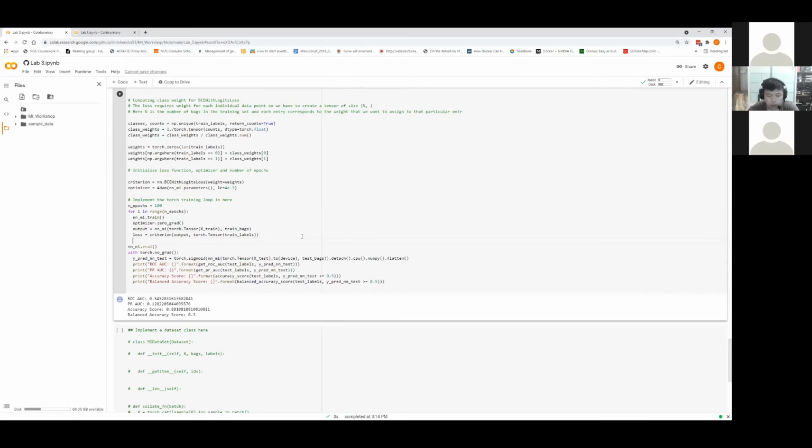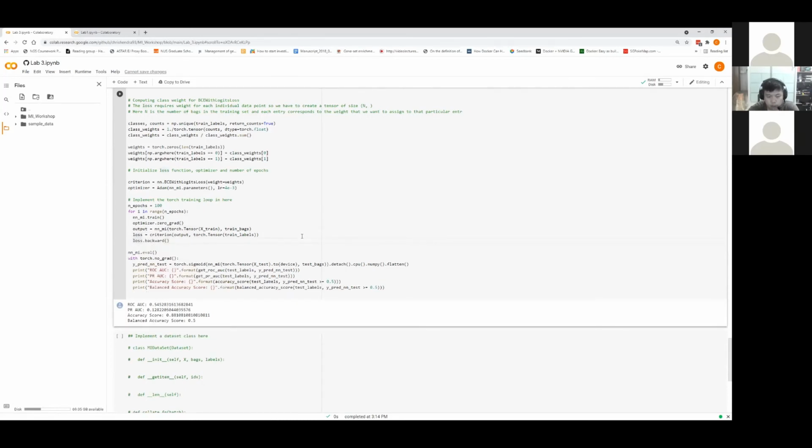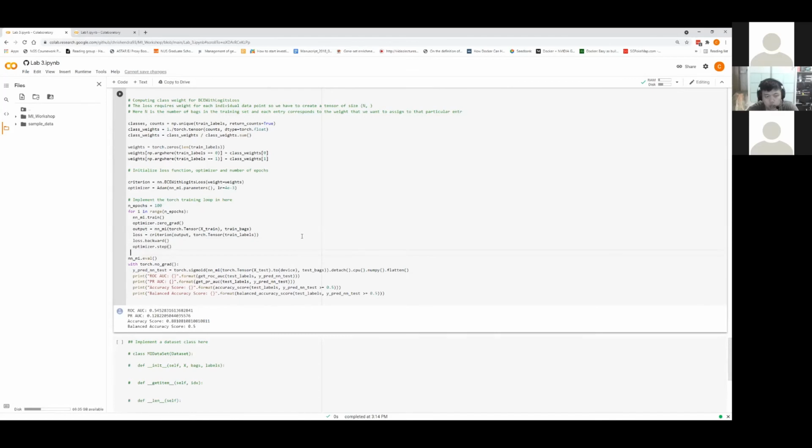And in order to compute the gradient update, you need to do loss.backward. This will compute the gradients of the loss with respect to all the parameters. Then you can run optimizer.step, which will update your model. So with just this, you can execute this code.